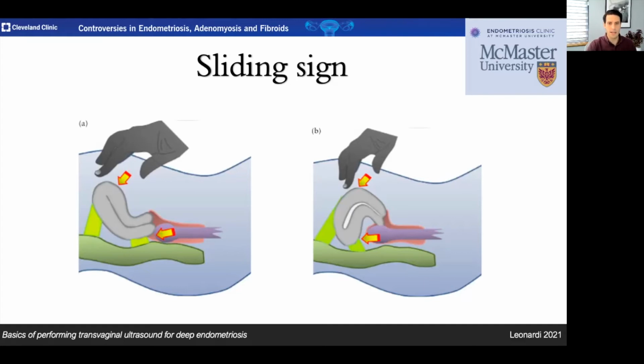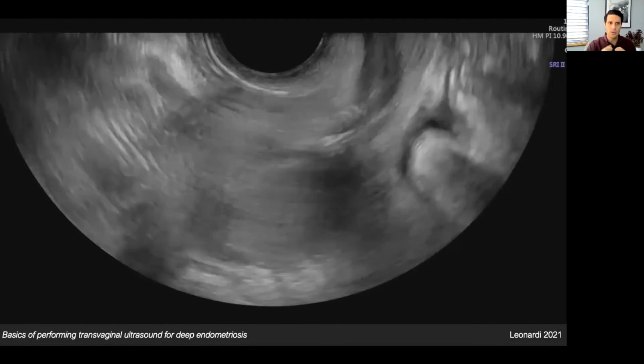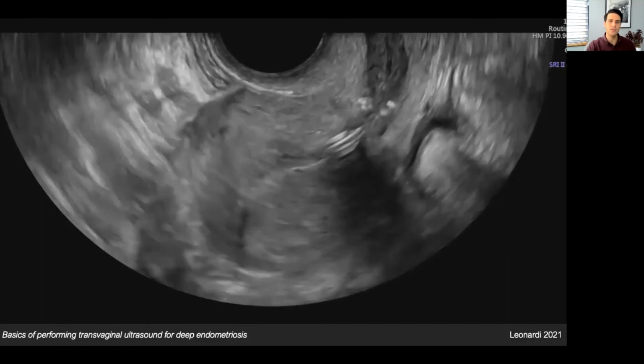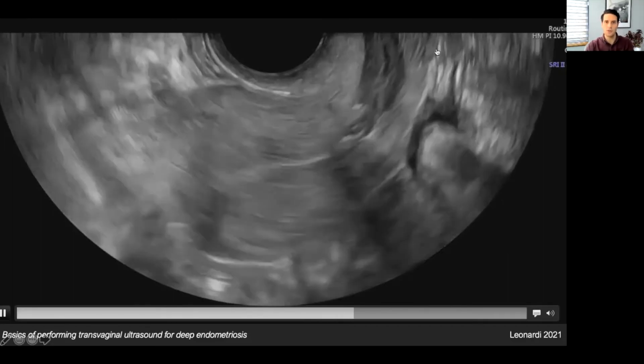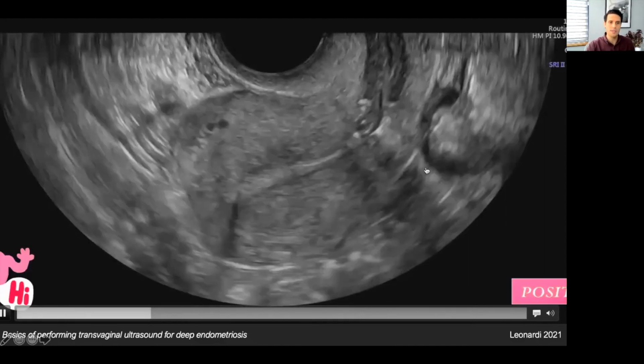So in the next clip, you're going to see an anteverted uterus, and my hand holding the probe is entirely stationary. My left hand is ballotting the uterus, allowing for the visualization of the sliding of the posterior uterine serosa over the content behind it, which is the bowel. So this is a positive sliding sign.